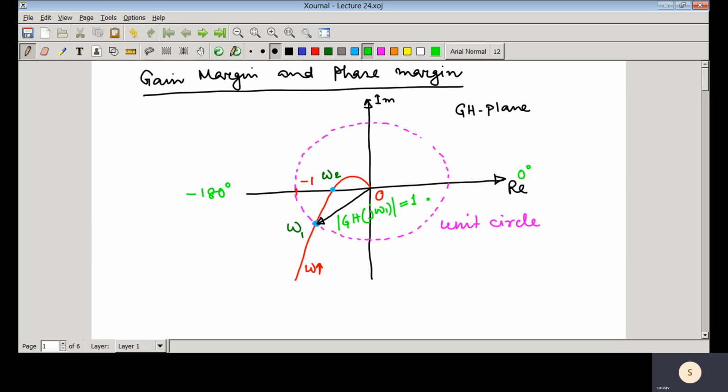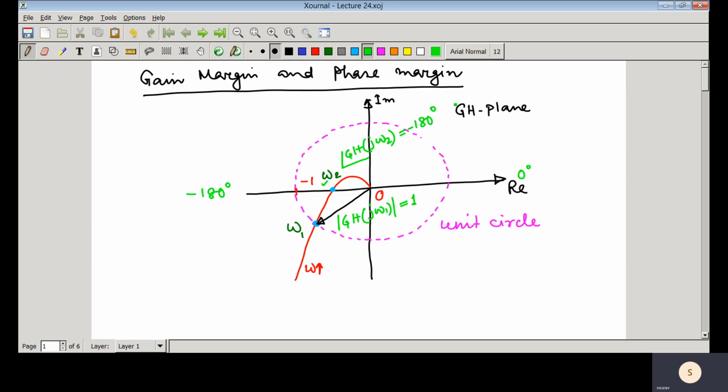And let us see what happens whenever it crosses the -180 degree axis, that means the negative side of the real axis. At omega equal to omega 2, it crosses it. This is that point, where it crosses the negative real axis. If we find the phase at this particular frequency, j omega 2, it is clear that at omega equal to omega 2, the phase would be equal to minus 180 degrees. These are the two frequencies and the two points from where we will be able to get the measures of stability.